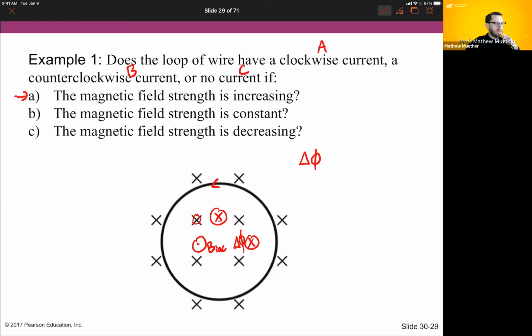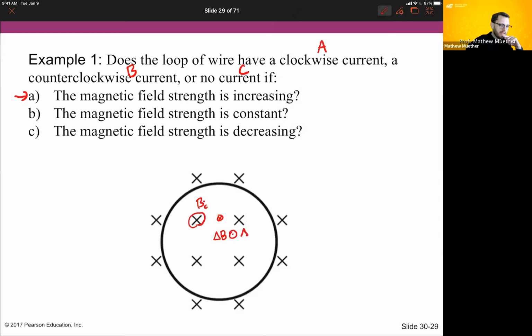What about C, if the field is decreasing? I'm just going to work this one through with you guys without the poll so we can move a little faster, since we had a Zoom crash there. If the field is decreasing, then my initial field points into the board. My field a little bit later also points into the board, but it's smaller in size. So the change in my field is coming back out at me. The difference between those two points out of the board.